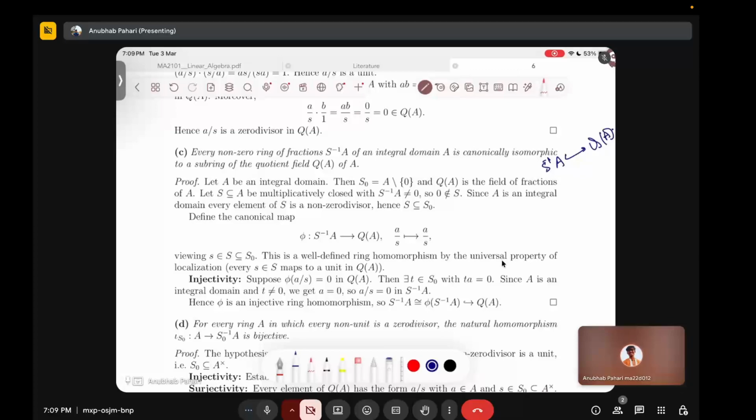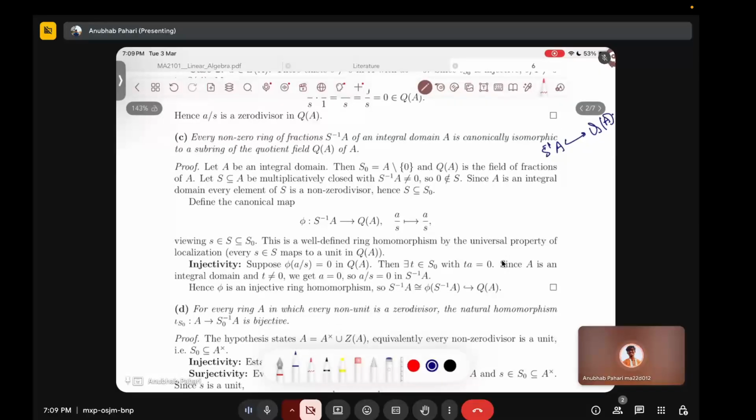but you have to prove this formally. So let A be an integral domain, then S0 is A minus 0 as we talked earlier, and Q(A) is the field of fractions of A. Let S be a multiplicatively closed set with S inverse A not equal to 0. So 0 does not belong to S. Now since A is an integral domain, every element of S is a non-zero divisor, right? Hence S is a subset of S0.